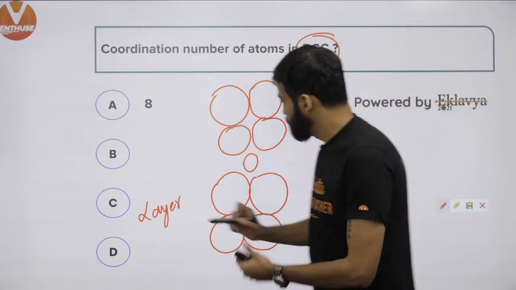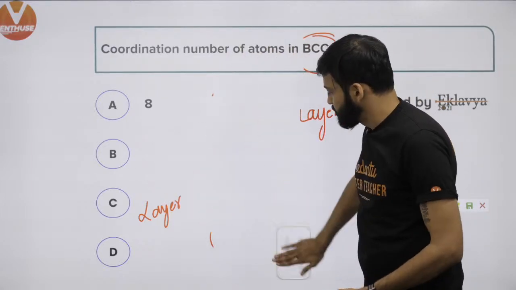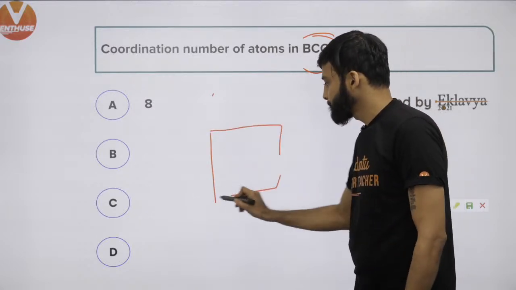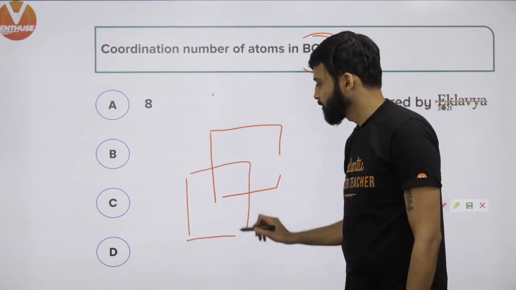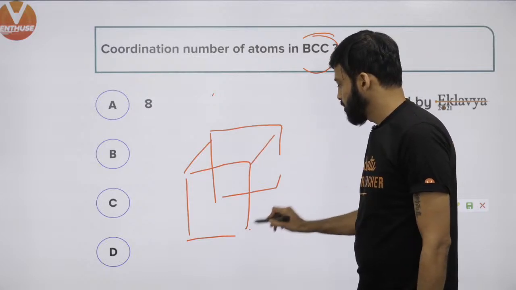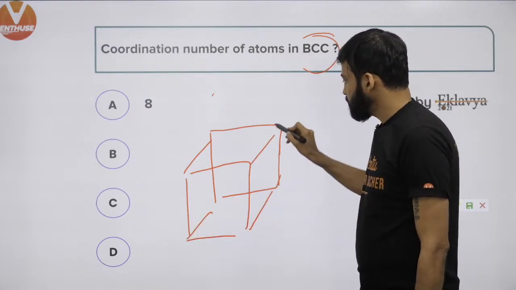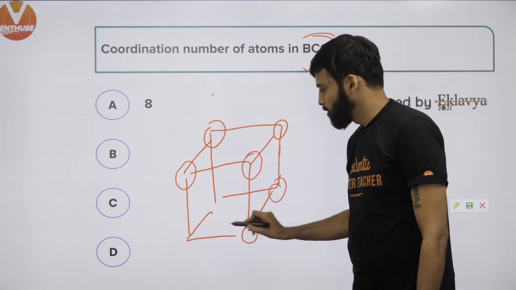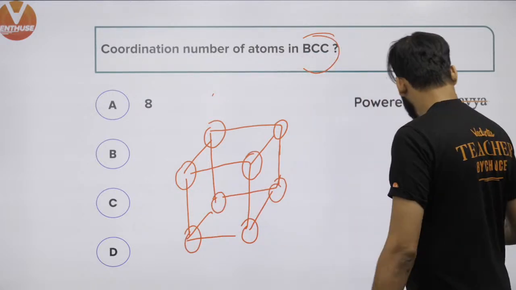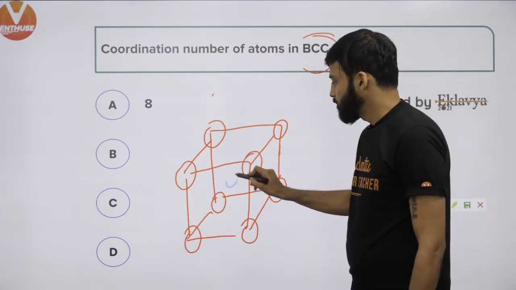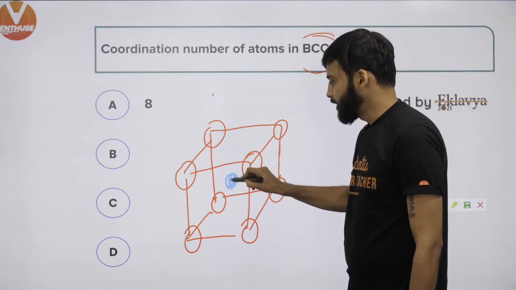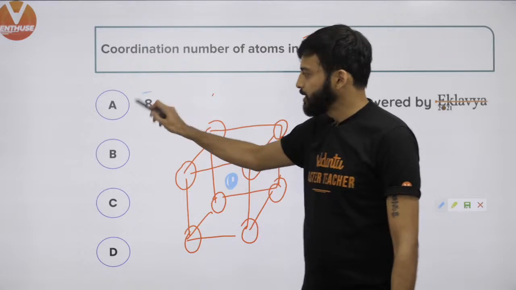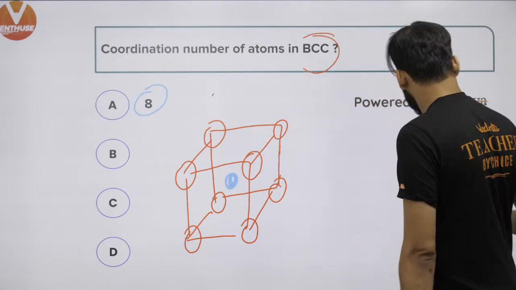So I'll just draw this for you. Very simple, very easy explanation. So this is your BCC. So here, here, here, here, and you will find a small ball right at the center, right? It will touch all the other balls. Can I simply say that? So the correct answer is option 8. I'm pretty sure you got that right. Chalo, moving on.